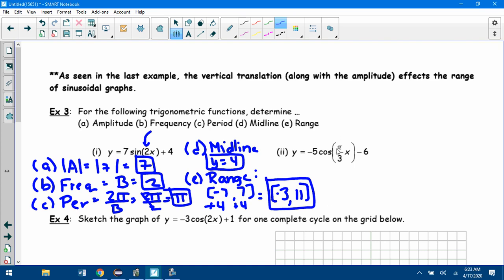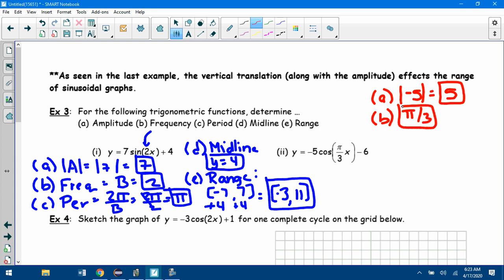All right, if you want to try finding all of them in 2, press pause and give it a shot. If you're still a little shaky on it and want me to go over it, amplitude would be absolute value of -5, which is 5. Frequency is pi over 3. Period is 2 pi over b, so 2 pi over pi over 3. You'd have to multiply top and bottom by 3 here. So it's 6 pi over pi, or just 6. So 1 cycle would end when the x value is 6.